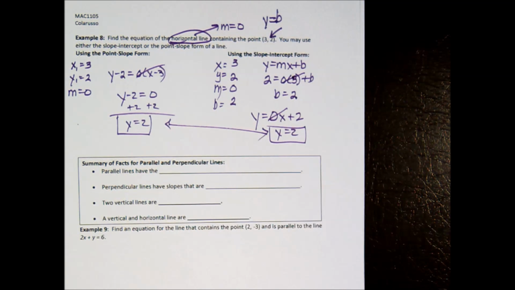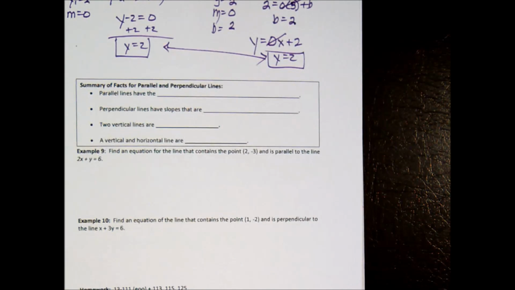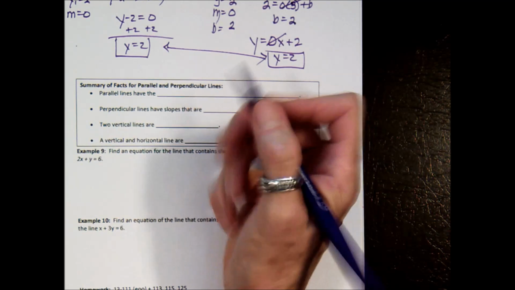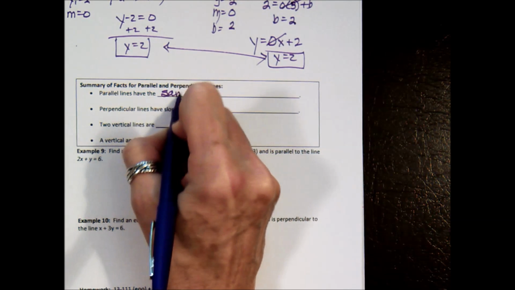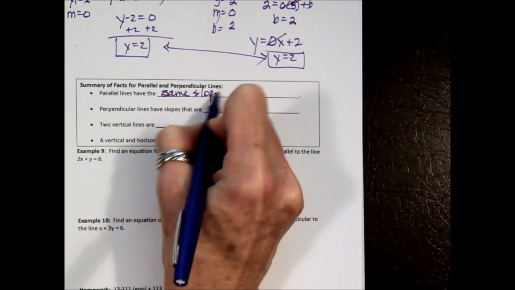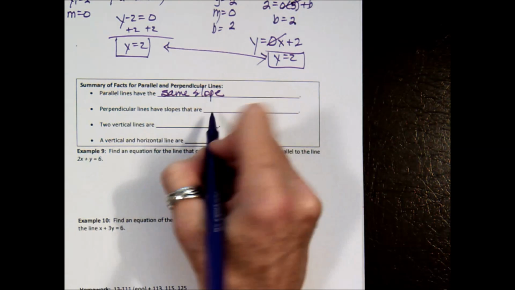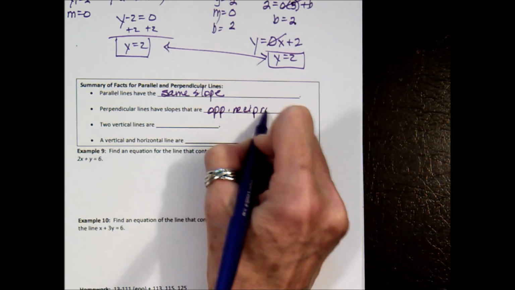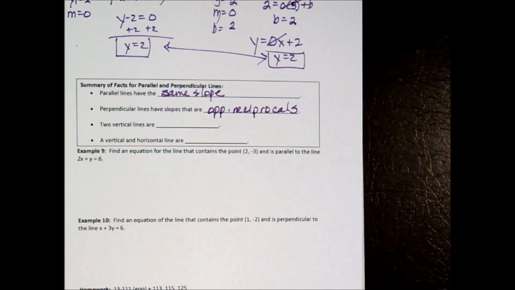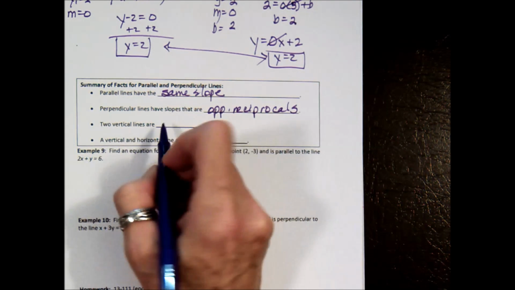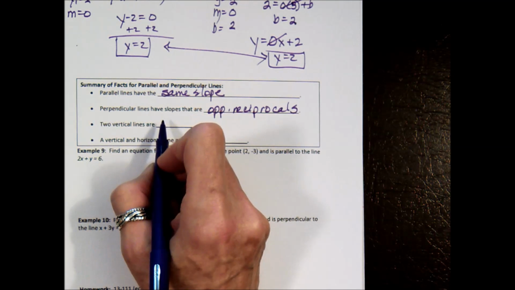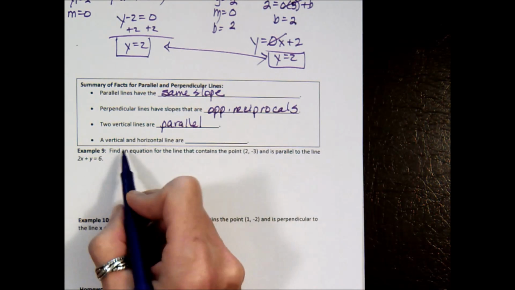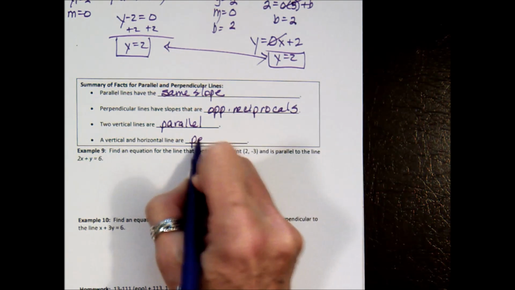So let's look at a summary here. Parallel lines, talking about parallel and perpendicular, have the same slope. This is from a prior course. Perpendicular lines have slopes that are opposite reciprocals. So if one is negative, the other is positive, and they are reciprocals. 2 vertical lines are parallel. A vertical and a horizontal line are perpendicular.